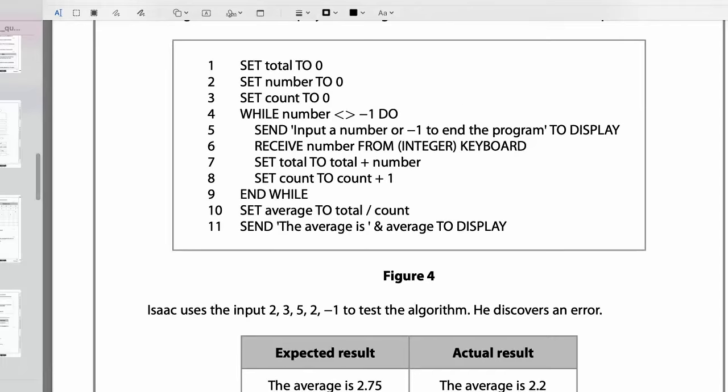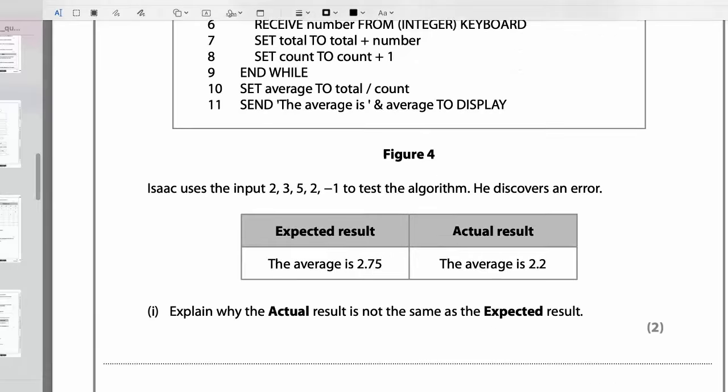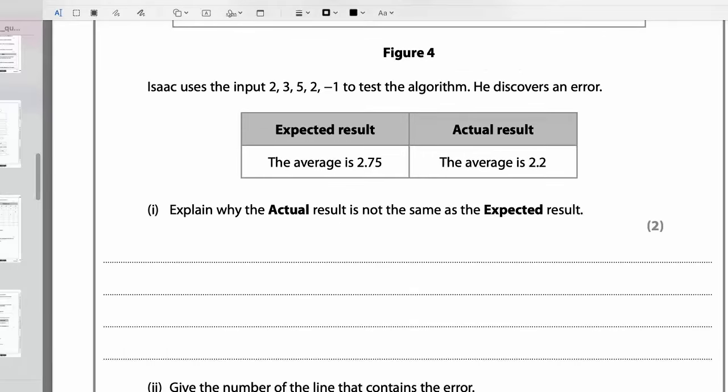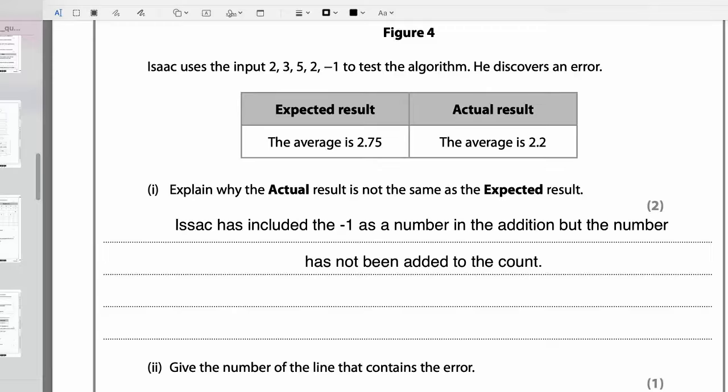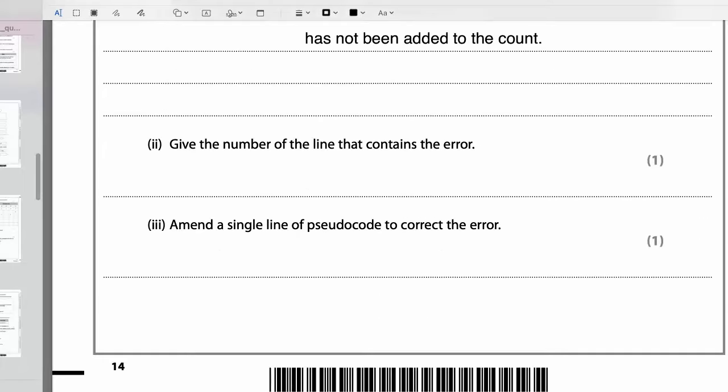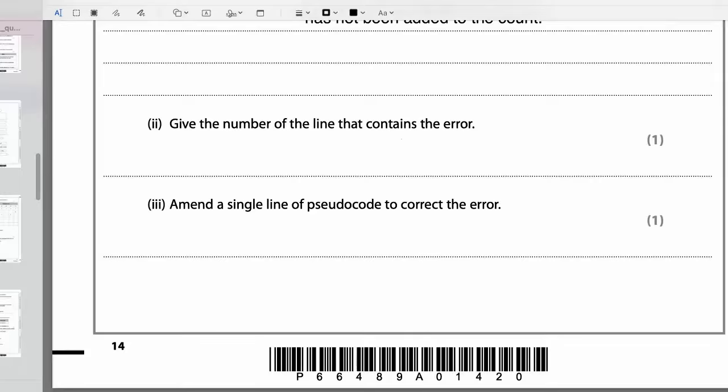So what has actually happened there? So negative 1 should end the program, and it does, but it also adds in negative 1 as well to give a slightly lower average. So the problem is this negative 1, which has been included in the addition but not been added to the count. So when we add the negative 1, then we get the result 2.2. So perhaps he needed to change that to something else to quit the program rather than a number. So give the number of the line that contains the error.